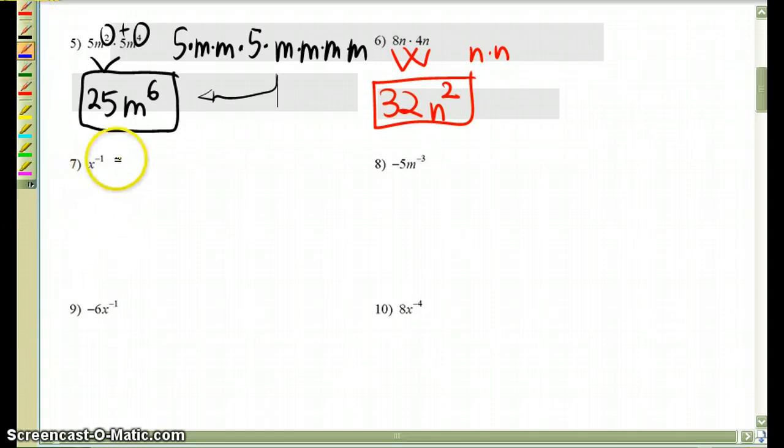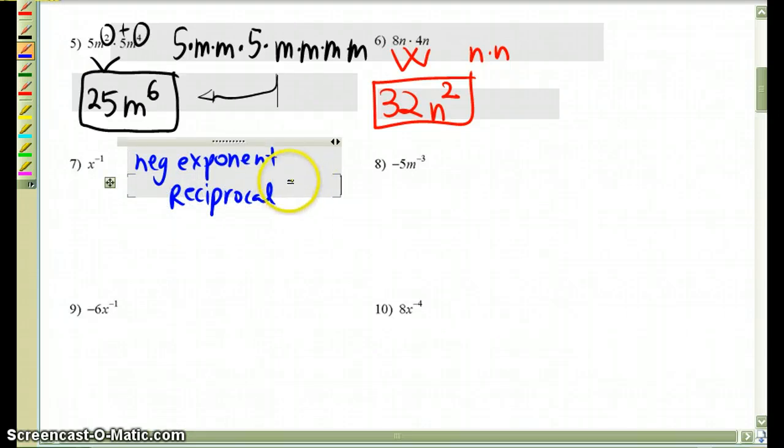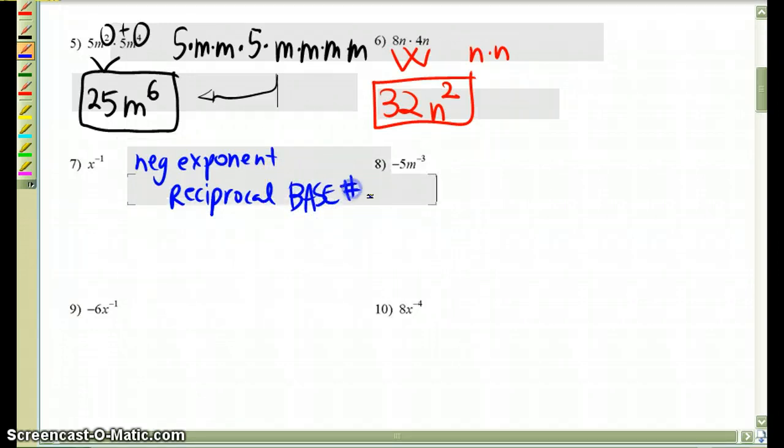Number 7, when you see a negative exponent, what should you think about? Did you think about the word reciprocal? Good. You're going to take the reciprocal. Reciprocal of what? Of the base number. And here, the base number is x.